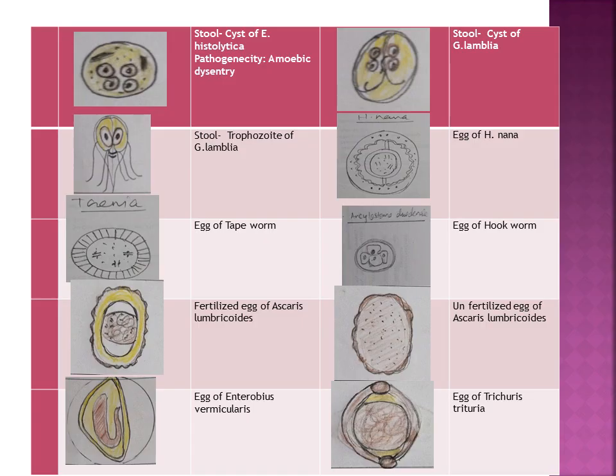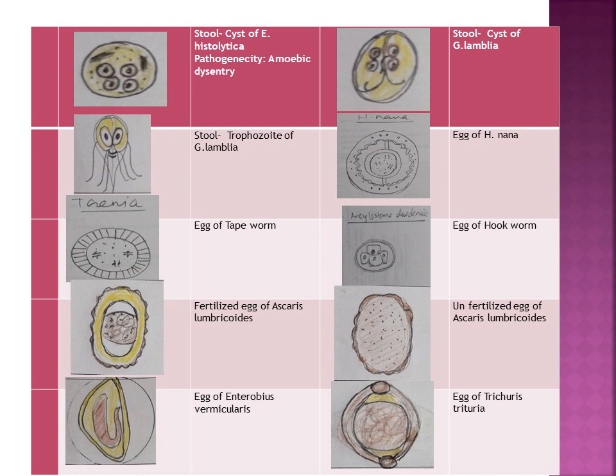Then egg of H. nana. In that we can see the circular egg with the filaments. Then in taenia we can see it is circular usually, and we can see 3 pairs of hooklets and the transverse striations. Then egg of hookworm, in that we can see 4 blastomeres. Then fertilized egg of Ascaris lumbricoides. Here you can see space between the covering, and then the center is the embryo. Unfertilized egg of Ascaris lumbricoides. Here you can see there is no space and it is full of dots and covering.